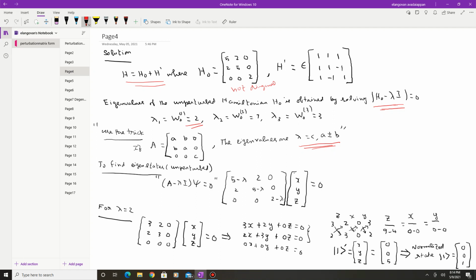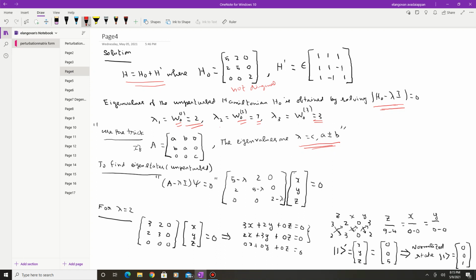This unperturbed eigenvalue corresponding to one state. Unperturbed eigenvalue corresponding to the second state is 7. The unperturbed energy eigenvalue corresponding to the state 3 is 3. So we can easily determine the eigenvalues.